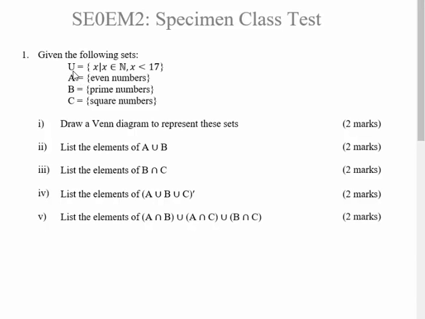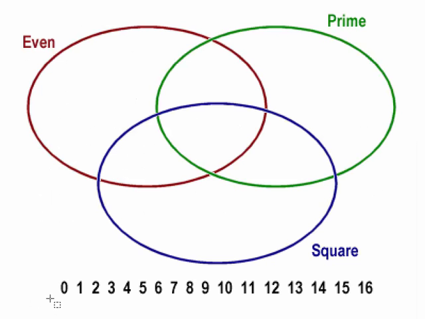We've got U is the set of X, given that X exists in the natural numbers and X is less than 17. So that means X is the set of natural numbers which go from 0 to infinity, and X is less than 17. So decoding that, what it means is that the universal set is a set of numbers that go from 0 to 16. The universal set goes from 0 to 16.